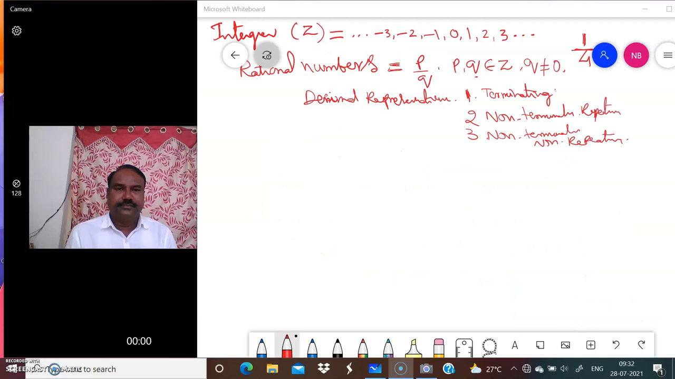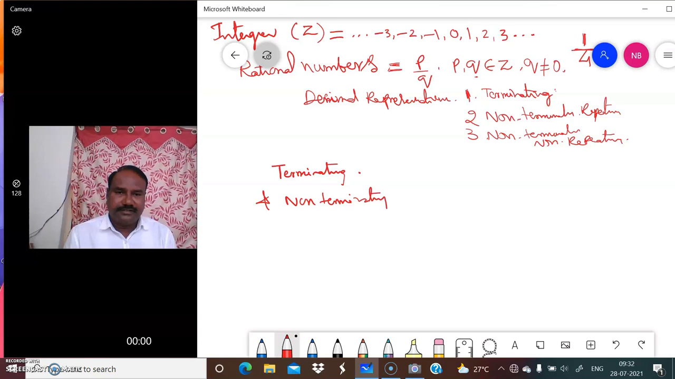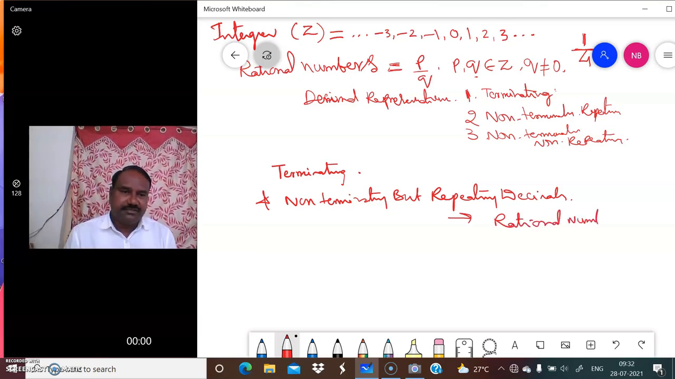Numbers in the form P by Q, that is, terminating decimals and non-terminating but repeating decimals, these two types are called rational numbers.